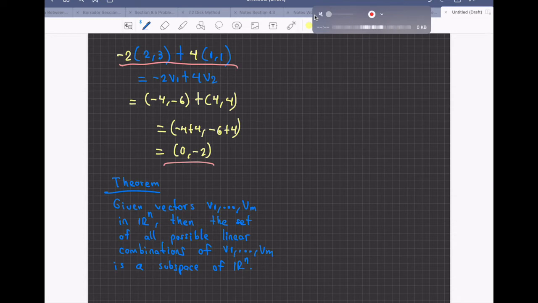So this is saying to us that once you choose a finite amount of vectors in Rn, where Rn can be R2, R3, R4, and so on, any finite amount of vectors, all the possible linear combinations you can create, that collection is a subspace.